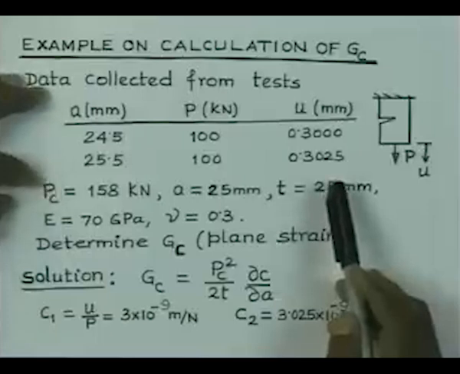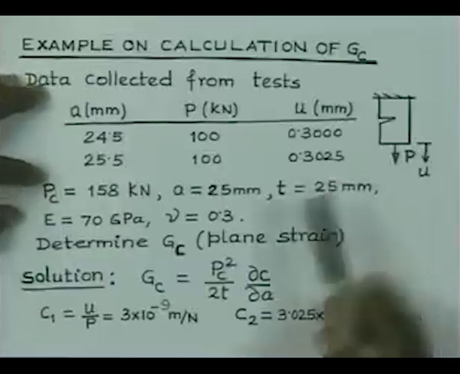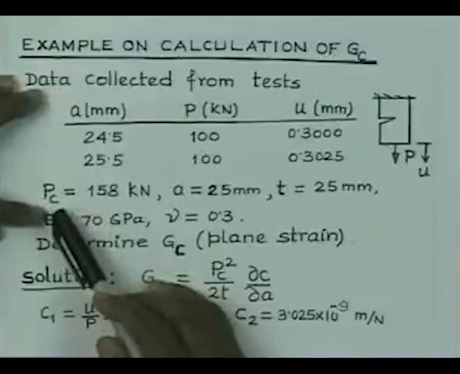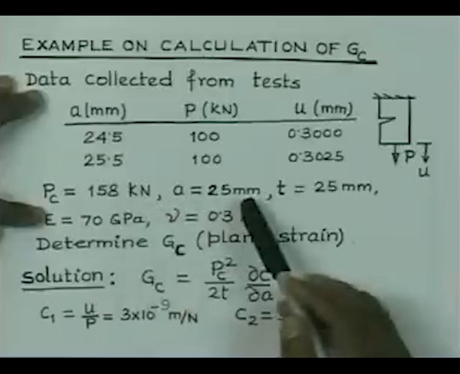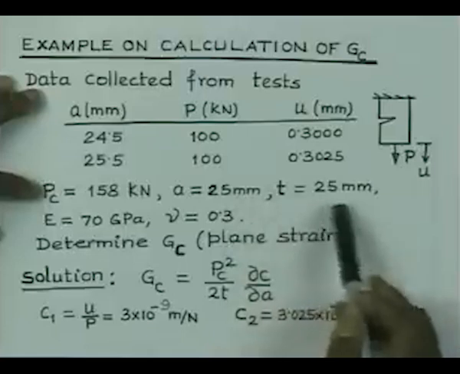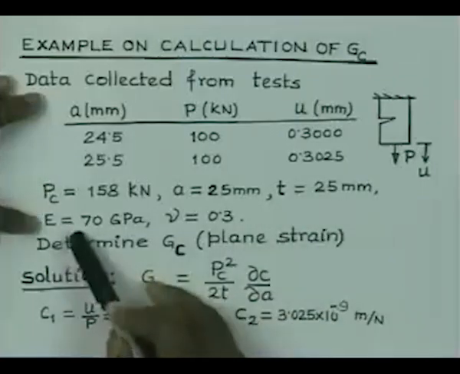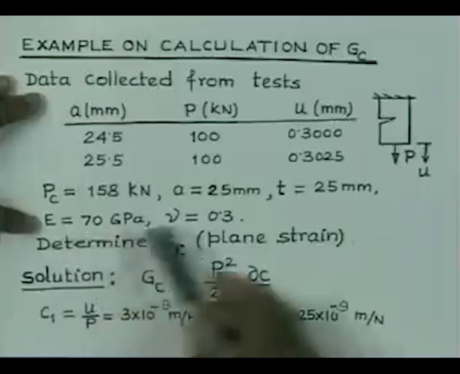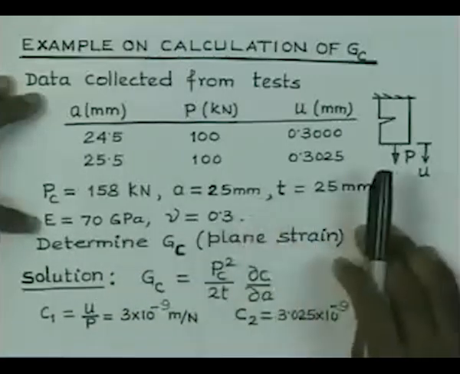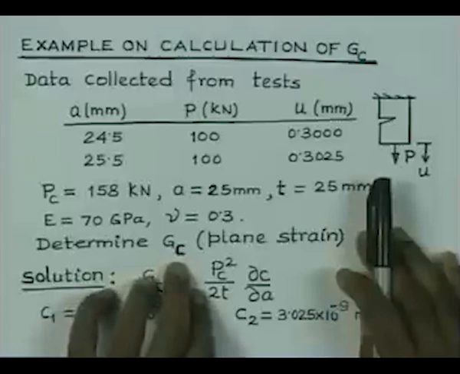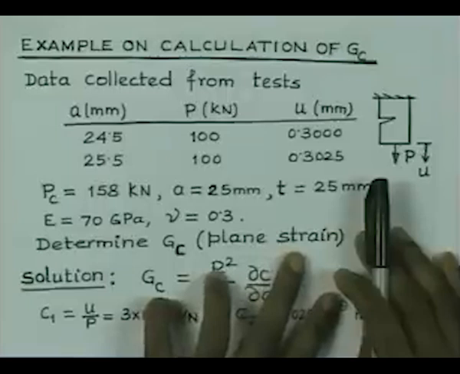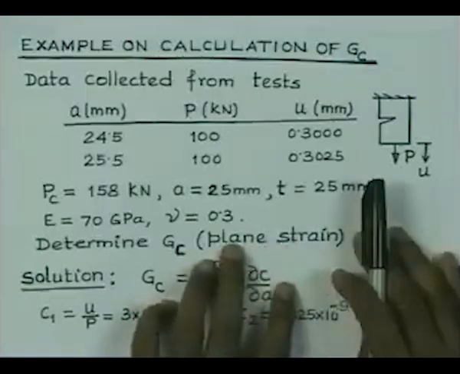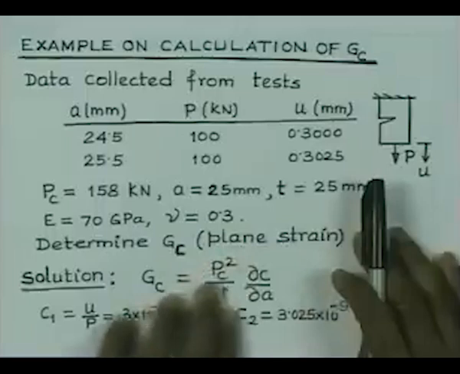Now, a fracture test was conducted, and it was observed that the fracture load PC is equal to 158 kilonewton, and the crack length at the point of failure was 25 millimeter. Thickness of the specimen is 25 millimeter, modulus of elasticity of the material is 70 GPa, Poisson's ratio 0.3. What is needed here is to determine the fracture toughness, and this will indicate the plane strain fracture toughness. I will show you what is the difference between the plane stress and plane strain later.